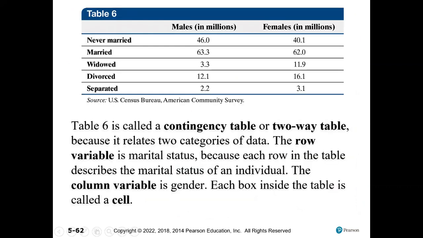All right. So the next thing we're going to do is work with what is called a contingency table or a two-way table. What we have here is we have two categories of data.